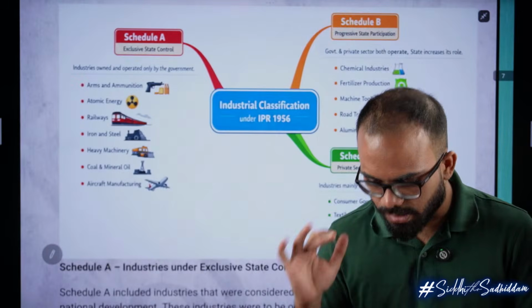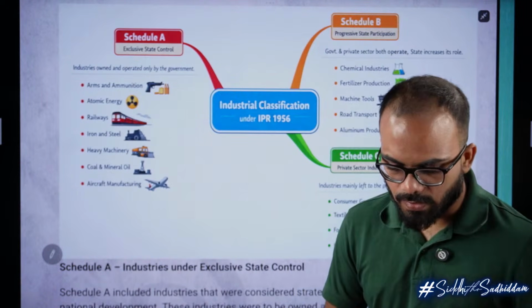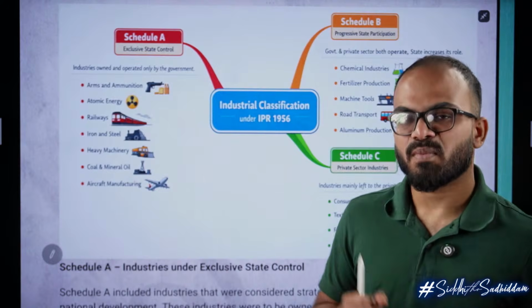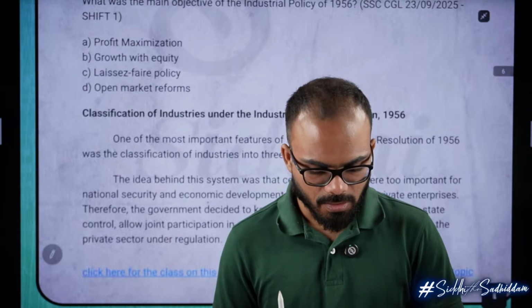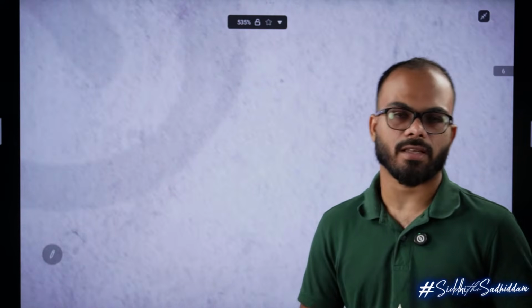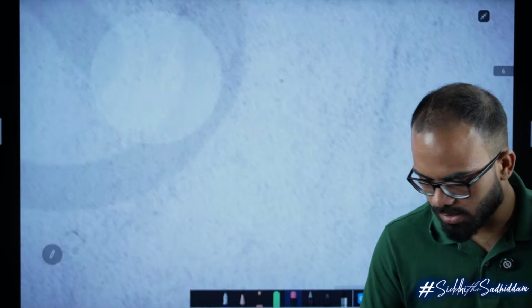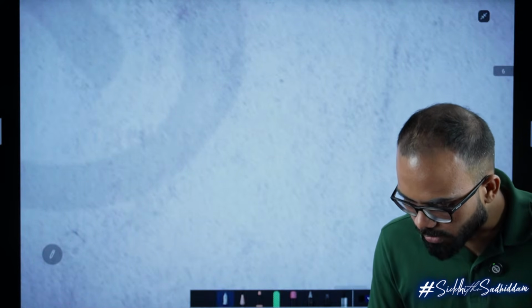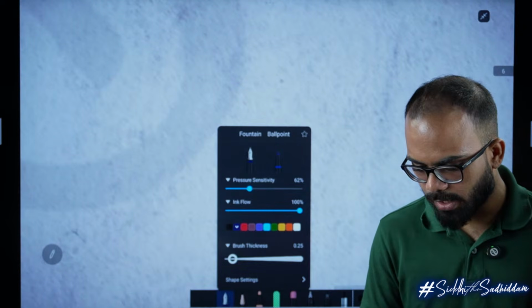The first thing that you have to understand in industrial policy, which they are asking as a question in the exam, is that industrial policy decided that I am going to divide industries into 3 categories, right? They said all industries, I am dividing it into 3 major parts or 3 major types. The reason was very simple. That classification is supposed to determine the extent of private player participation.